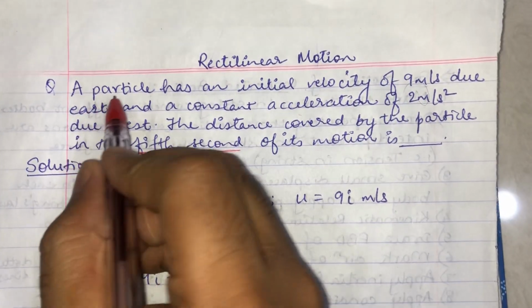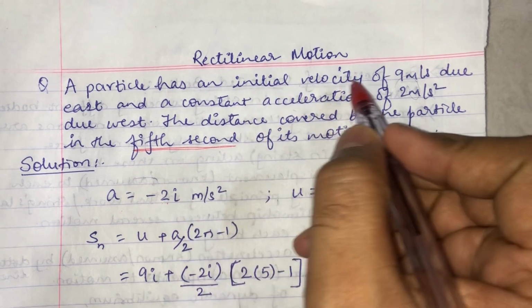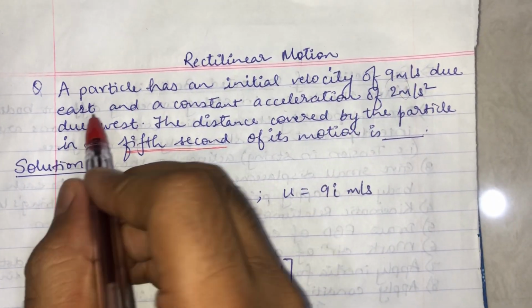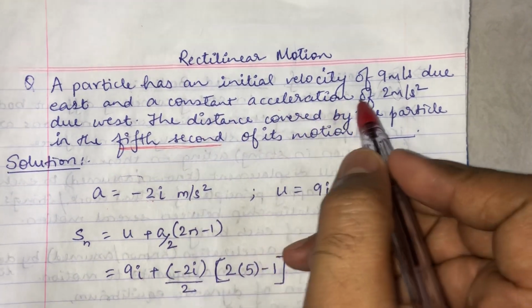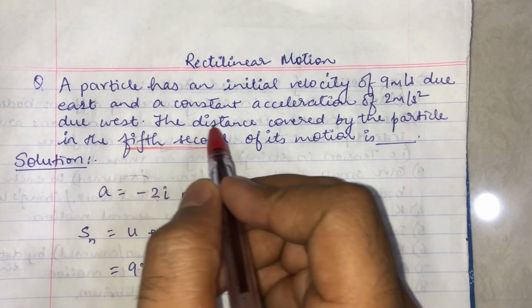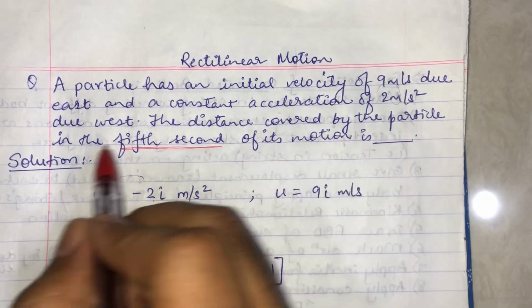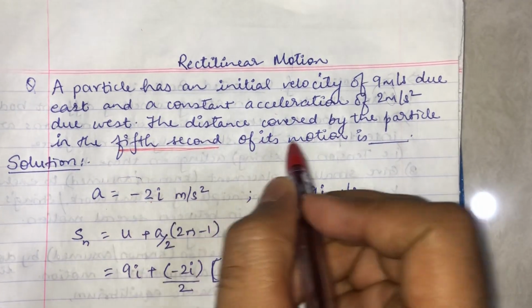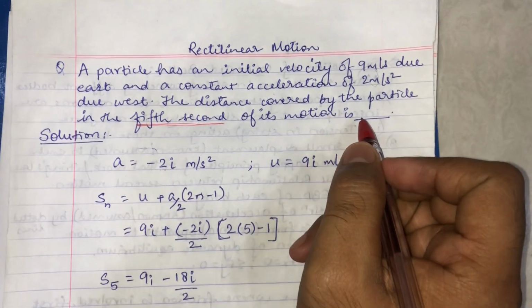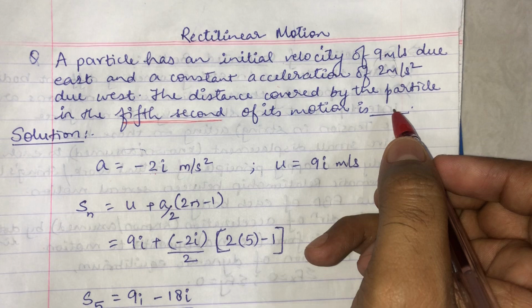A particle has an initial velocity of 9 meter per second due east and a constant acceleration of 2 meter per second square due west. The distance covered by the particle in the fifth second of its motion is. So we have to find out the distance which is covered in fifth second.